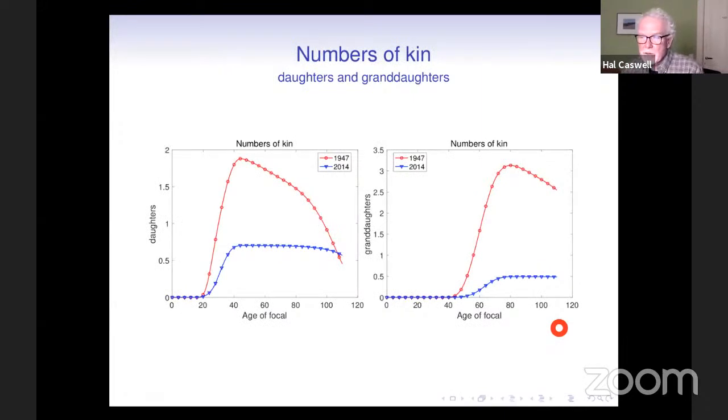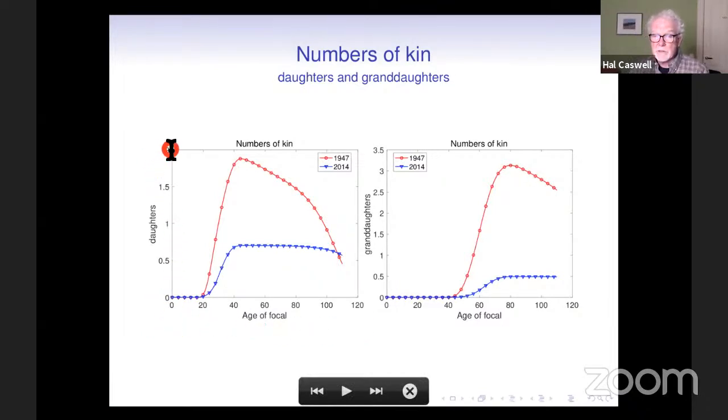Let's look at some kin. So this graph, on the x-axis is the age of Focal, and on the y-axis is the expected number of her daughters. The red curve is under 1947 conditions. The blue curve is under 2014 conditions. Under 1947 conditions, Focal begins reproducing at about age 20, reproduces, accumulates some number of daughters, which then begin to fall off as Focal stops reproducing, and now her daughters are dying off. Under 2014 conditions, Focal starts reproducing at about 20, reproduces more slowly. By the time Focal is in her 40s, she has stopped reproducing, but her daughters survive for a very long time and don't begin to die off until Focal is very, very old.